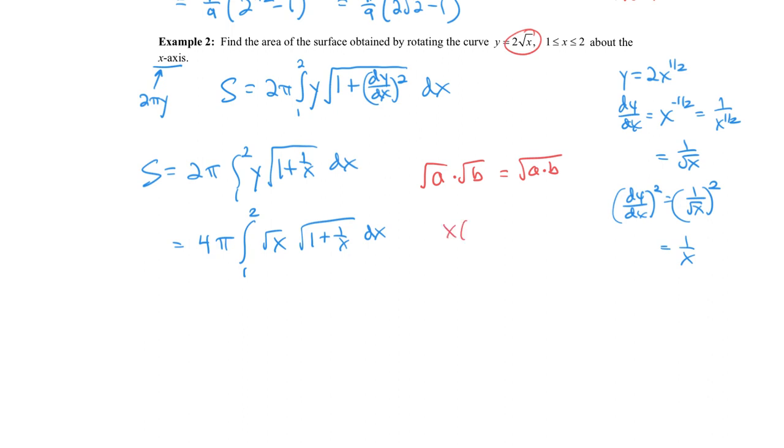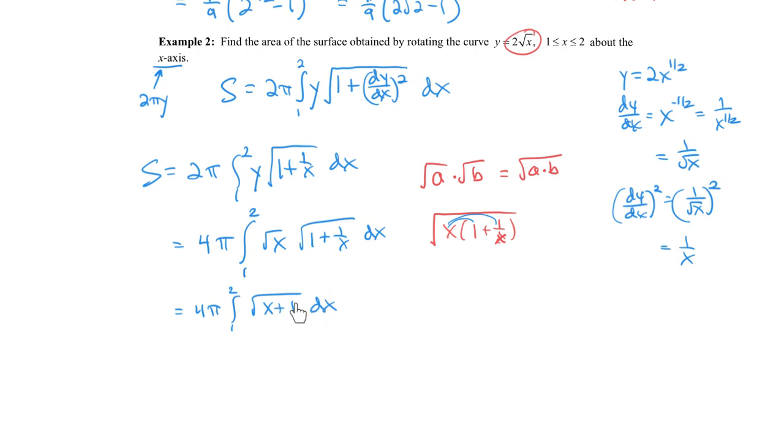This is the same as x times the square root of 1 plus 1 over x, all under this one radical. And that means I can distribute this through. So if you distribute it through, then we'd get x plus 1. So really what we've got is 4 pi from 1 to 2 of the square root of x plus 1 dx. And this looks a lot nicer than this, right? But you can see it. This is the same, right? If I distribute, I get x times 1, which is x, and x times 1 over x, which is 1.